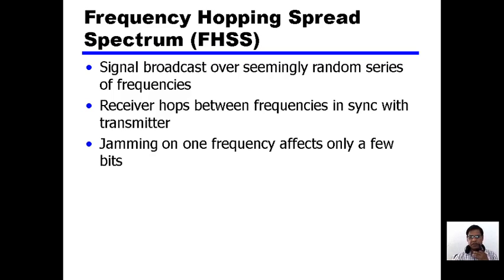And jamming on one frequency affects only a few bits. Even when you are talking, you can observe this. Sometimes you may not hear what others are saying, is it not? That is because of jamming. So jamming on one frequency affects only a few bits. A set of instructions may be disturbed, then after some time the disturbance is minimized and you can hear clearly.